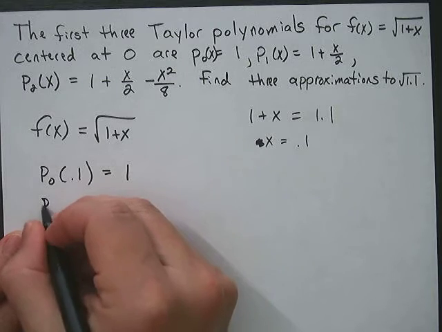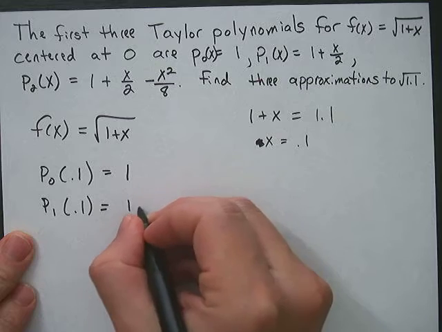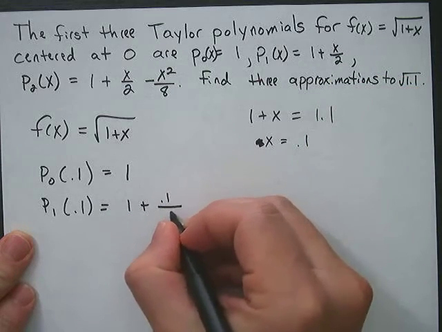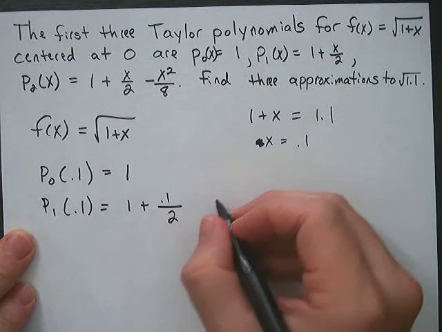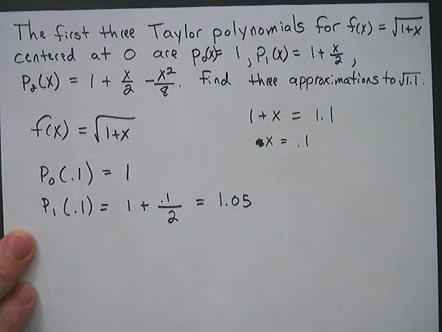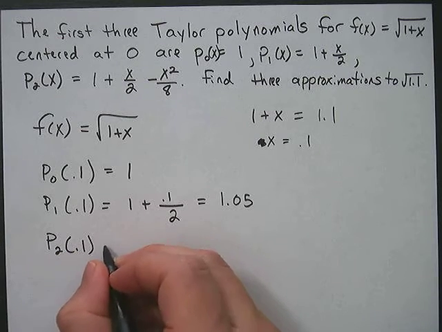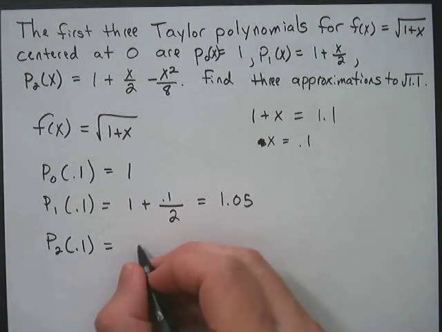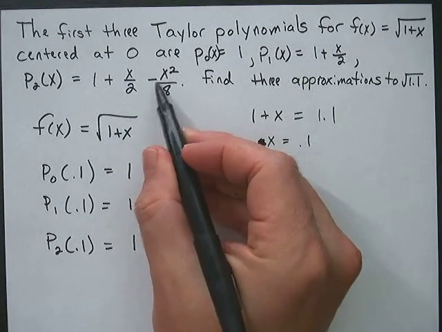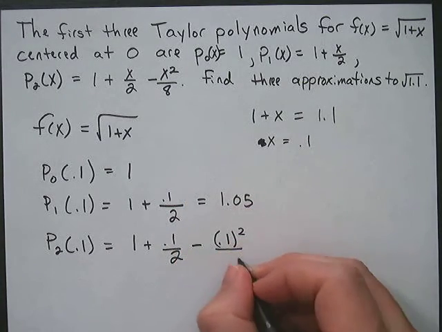Okay, now P sub 1 of 0.1 is equal to 1 plus x over 2. Our x is 0.1, so 0.1 over 2. Okay, and that's going to be equal to 1.05. Okay, and now let's do the third one. P sub 2 of 0.1 is equal to 1 plus 0.1 over 2. And then our last one is minus x squared over 8. So minus 0.1 squared over 8.